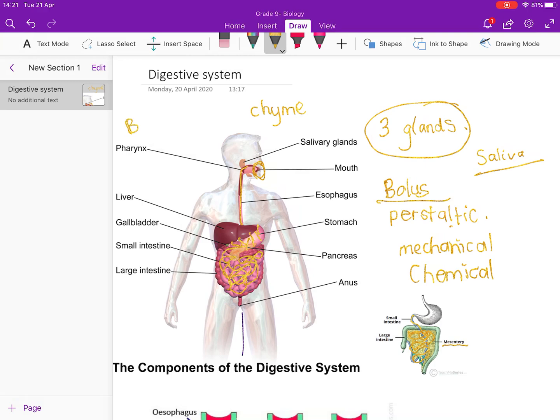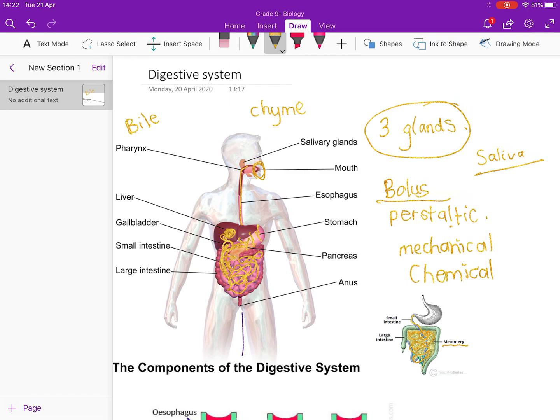At the same time, when the chyme moves into the small intestine, this is where something called bile is released to help with the digestion process. Now bile is produced in the liver, and it is stored up in the gallbladder. So the liver, which is this one, is where bile is produced, and it is stored in the gallbladder.